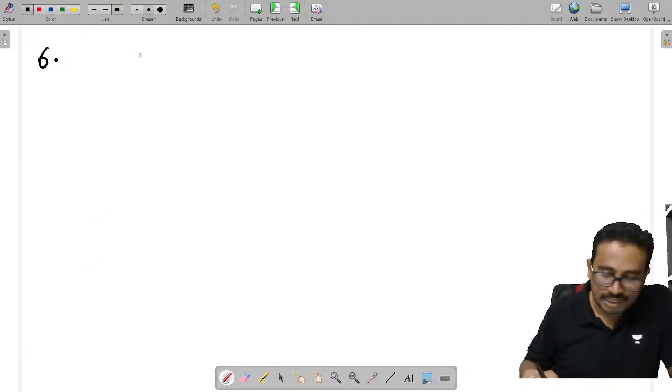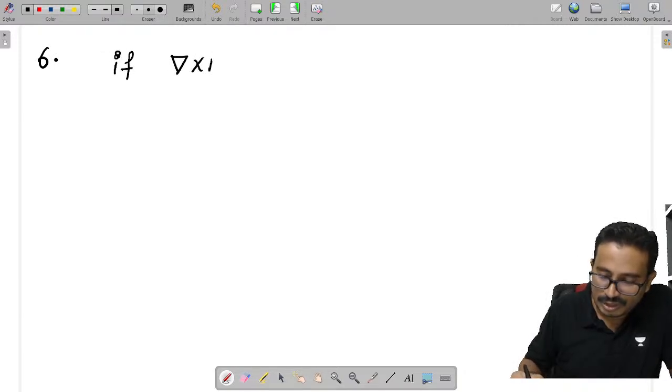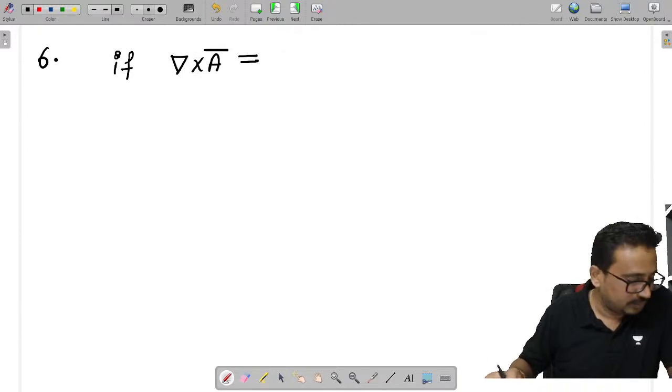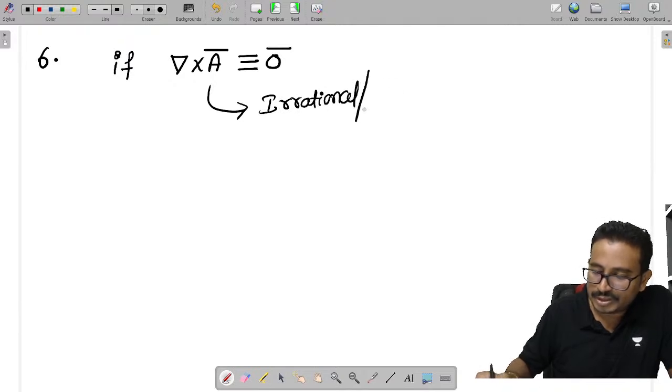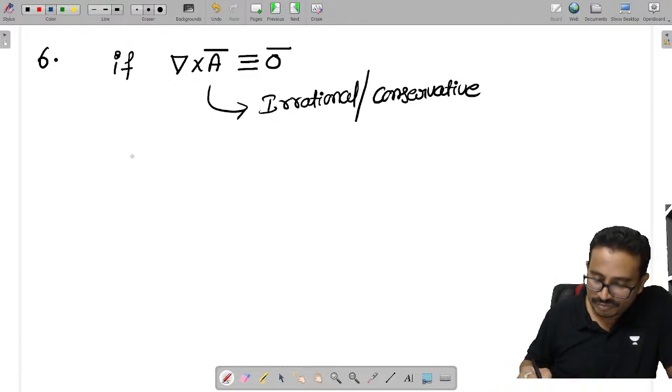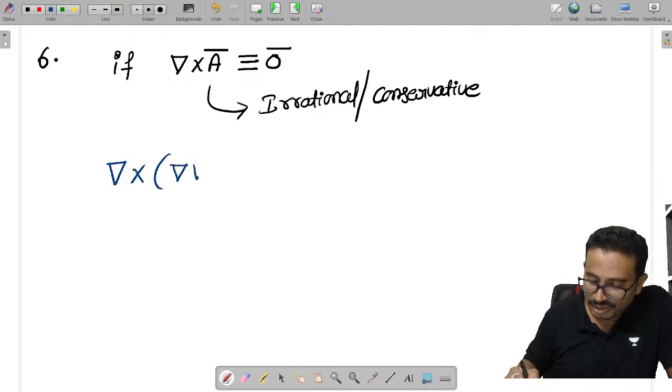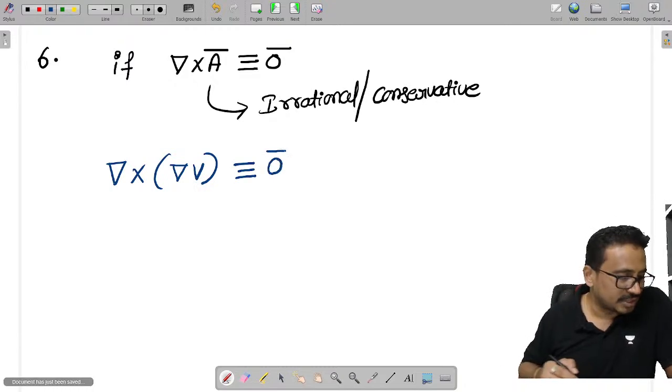Now see the second equation. If the curl of a vector is 0, then that vector is called as what, you tell me, irrotational and conservative. Irrotational or conservative we can say. Now tell me see the fourth equation. And what the fourth equation we have? The curl of gradient of any scalar function is 0.